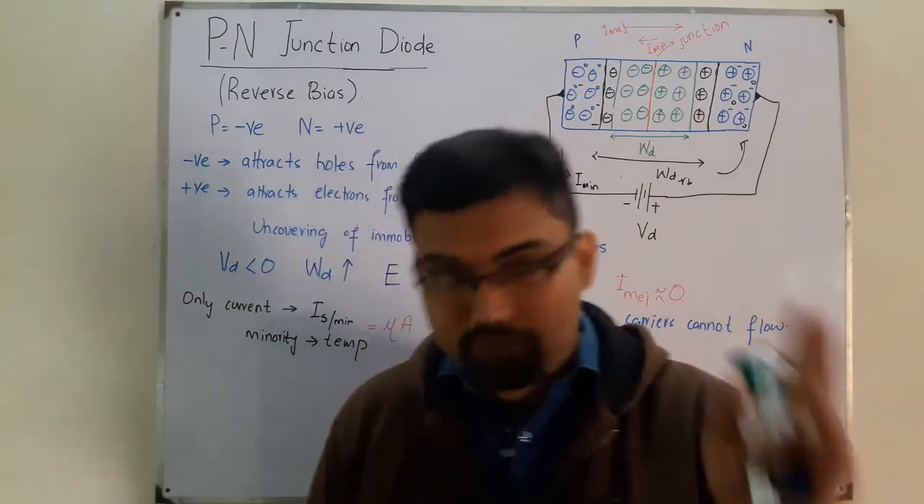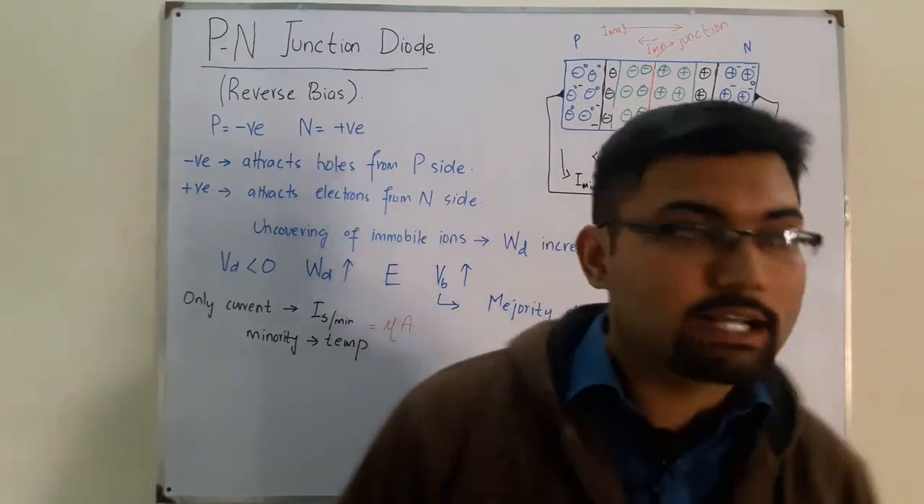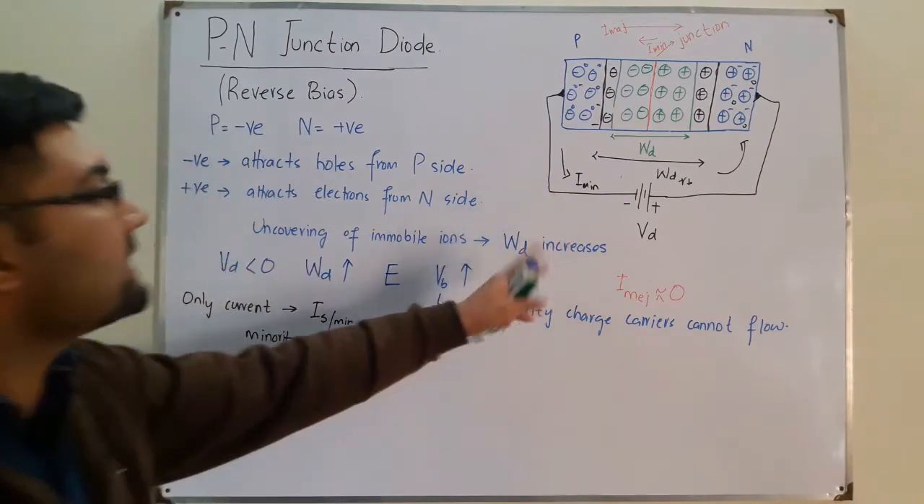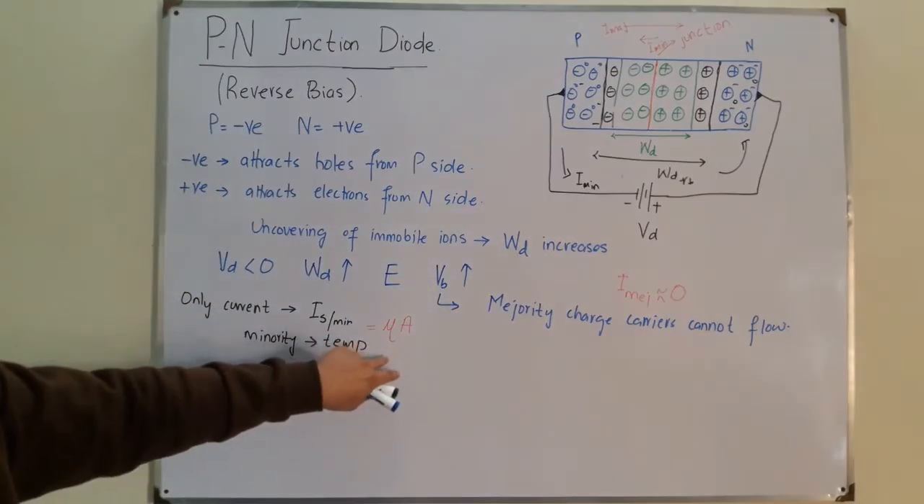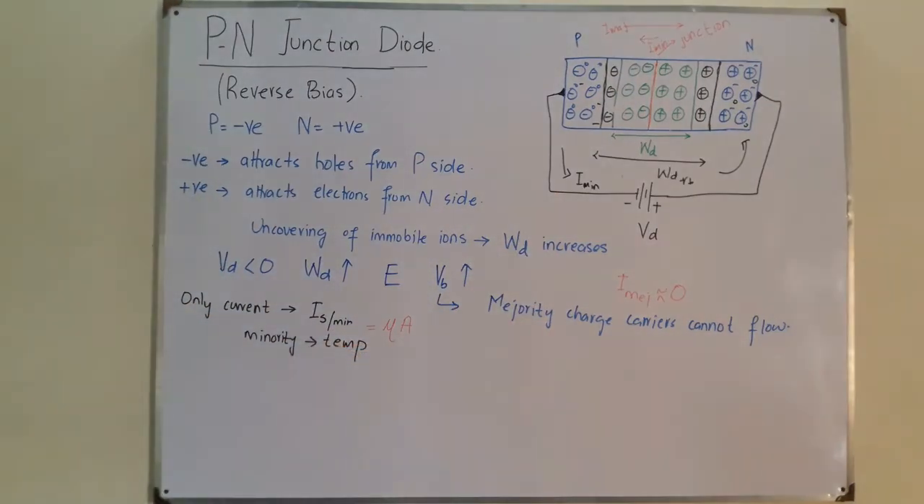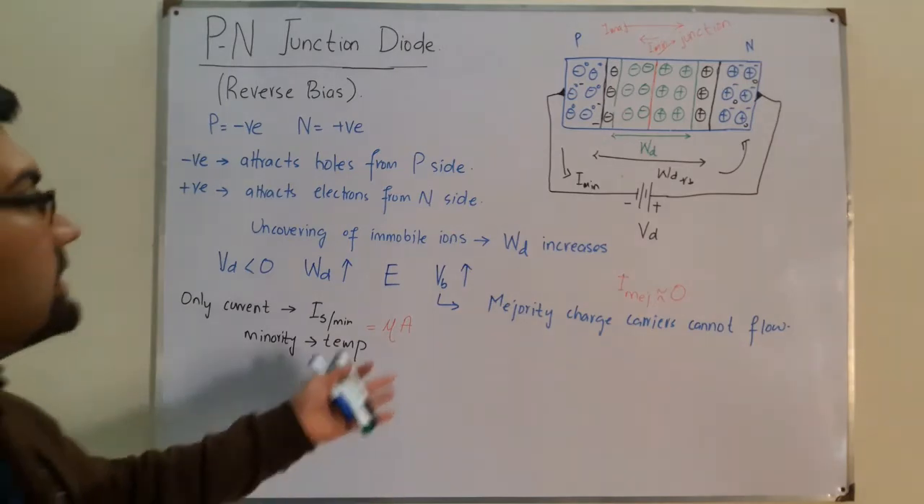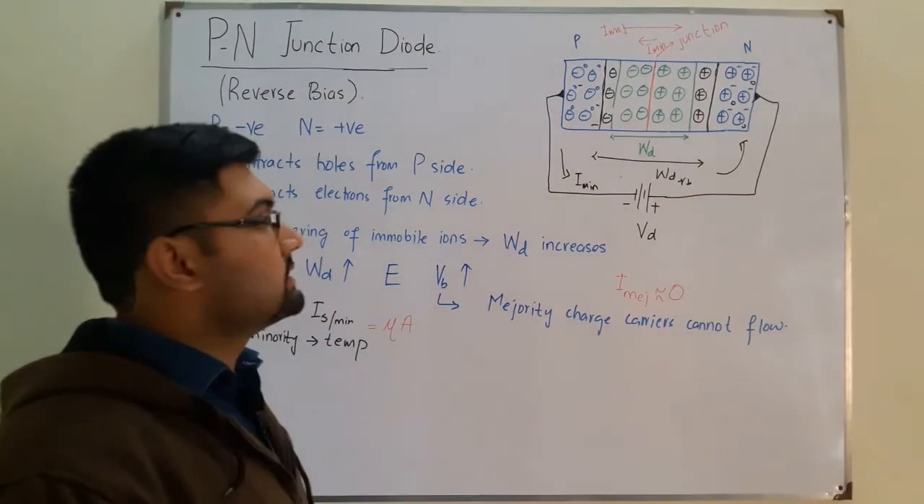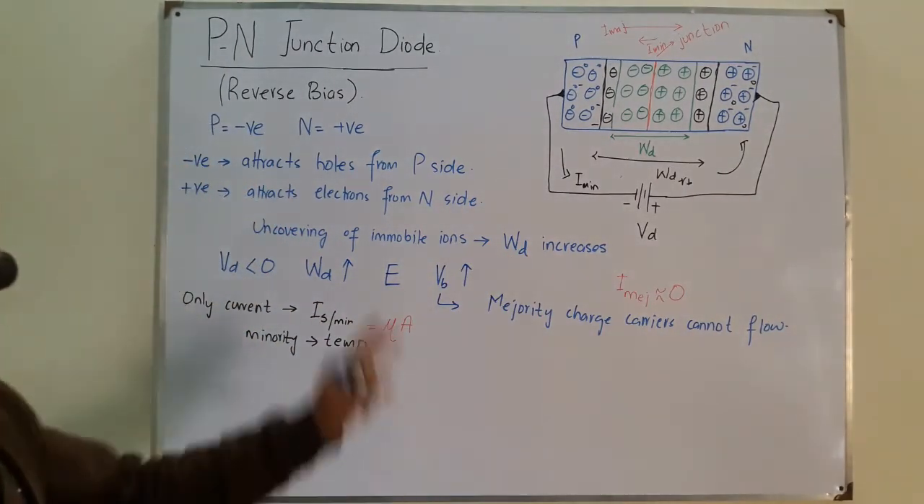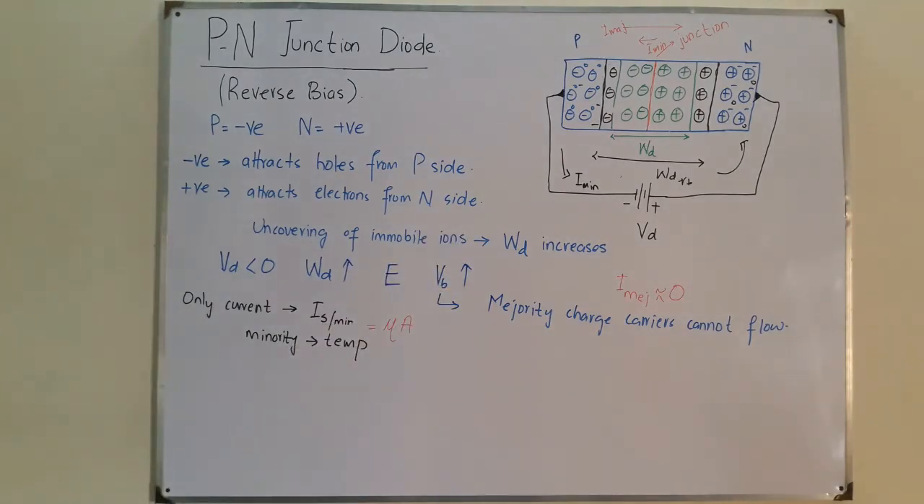We neglect it all of the time, the reverse saturation current. But over here we don't have any other current, so therefore I am supposing this to be present. But this is a very small current. This is the only current that exists in the reverse bias state. All right, so that's all about the reverse bias state.